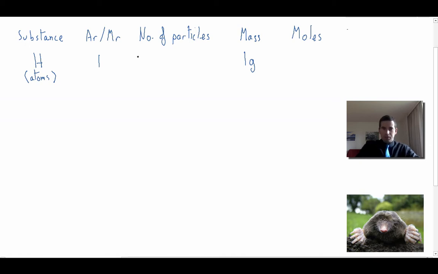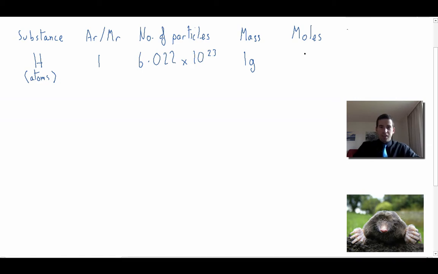Now, this number is 6.022 times 10 to the 23. And this is what we call Avogadro's constant. Okay. So if you have 6.022 times 10 to the 23 atoms of hydrogen, you will have 1 gram of hydrogen.